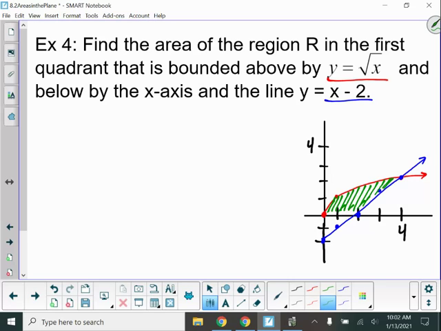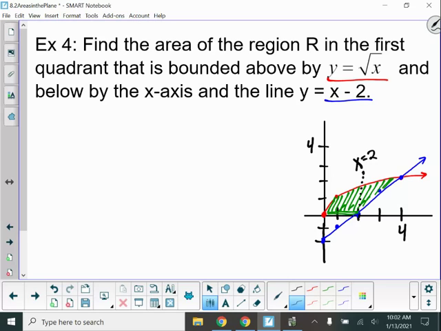Notice it does not say just the area between the curves, because when you look at the region from 0 to 2, the bottom boundary is the x-axis. However, whenever I move beyond that, I'm looking at the square root of x minus 2. So we actually need to split this up into 2 different integrals.